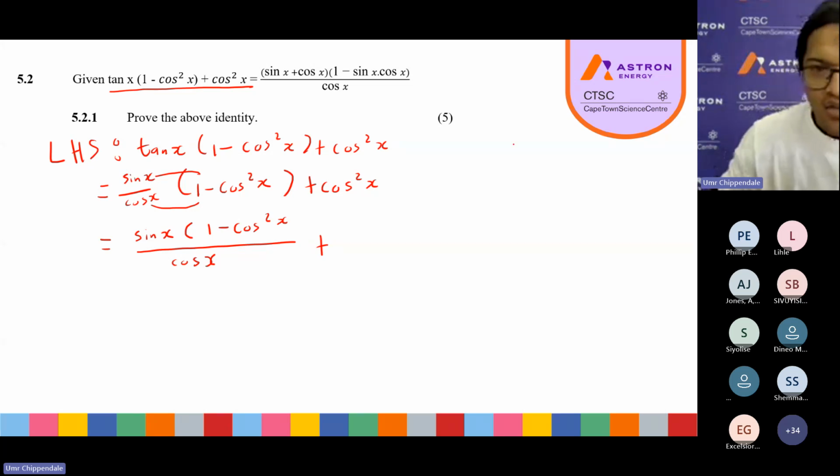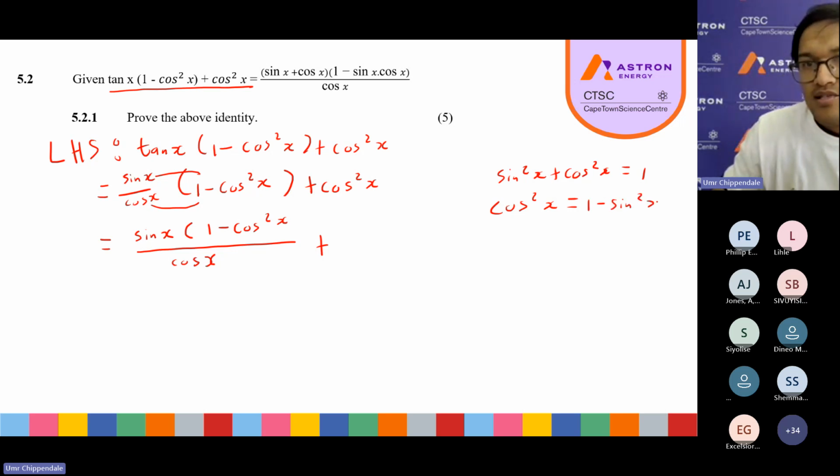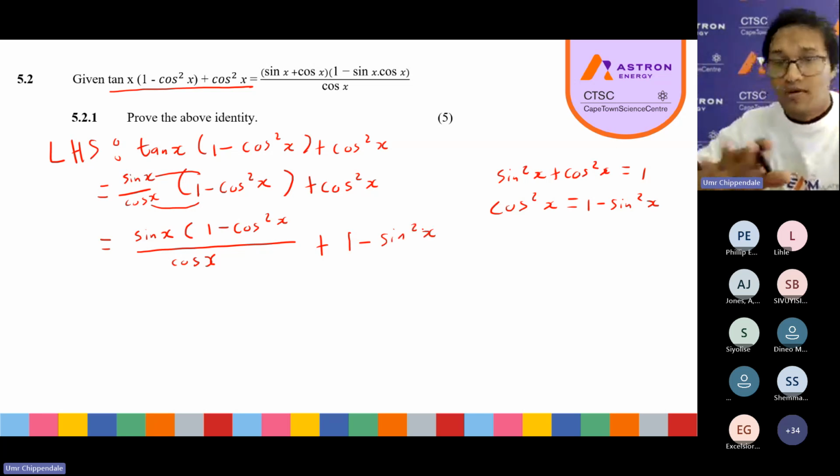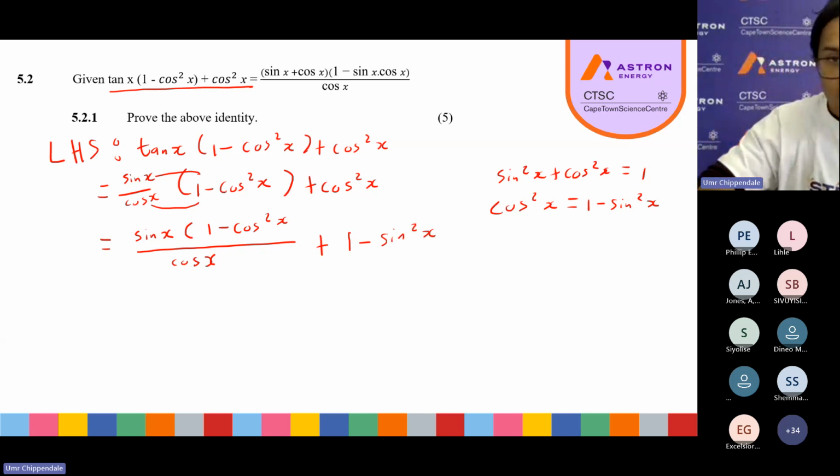Now, everyone should already have seen, even before I wrote cos squared x down, you should have remembered that sine squared x plus cos squared x is equal to 1, which means we could also write it out as cos squared x is equal to 1 minus sine squared x. So that's what we're going to do over here. We're going to write it as 1 minus sine squared x. Remember, you can say if I'm going too fast or too slow, but I hope everyone is along with me so far.